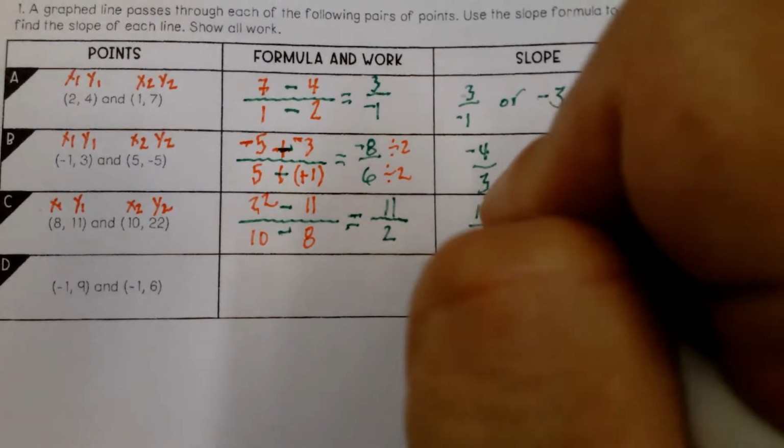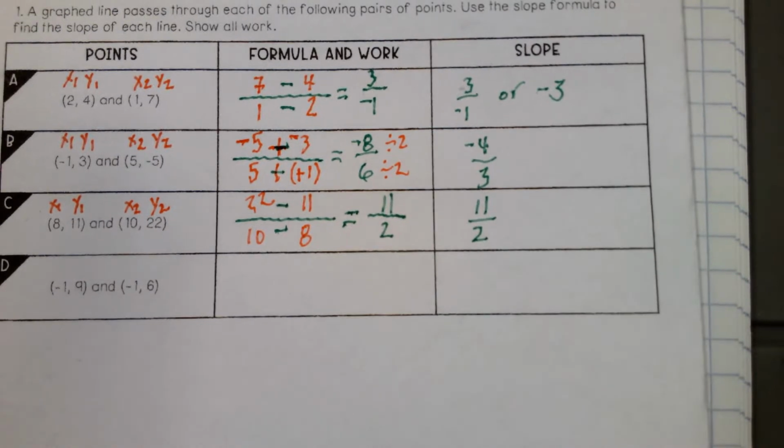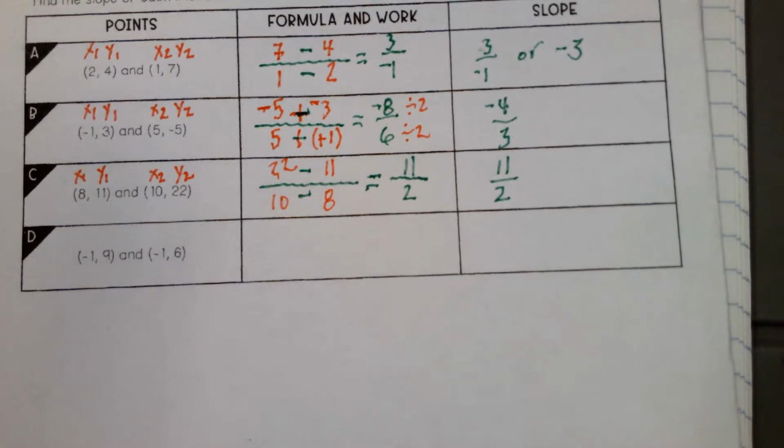Leave it improper because this ratio means something. It means we go up 11 across 2. Okay? So that's why we leave it as an improper fraction. All right, one more and then we'll work on the assignment.